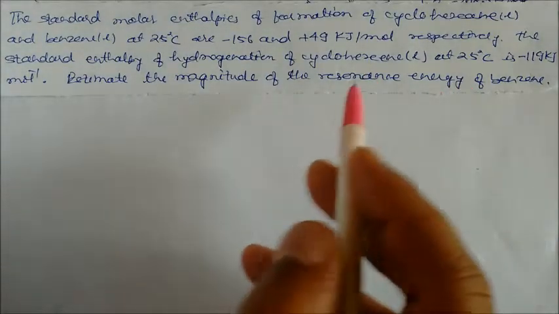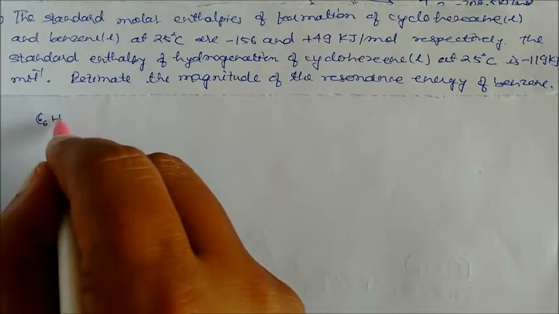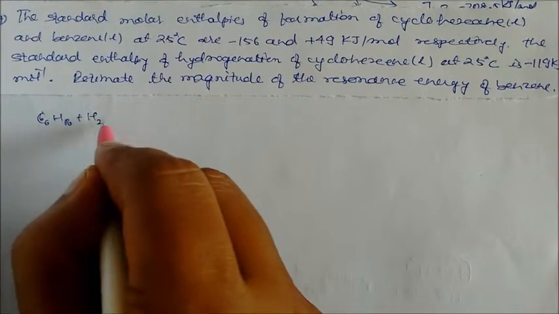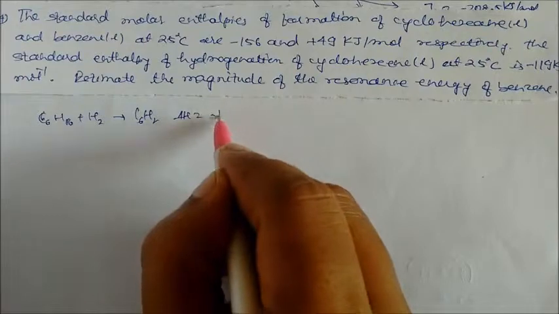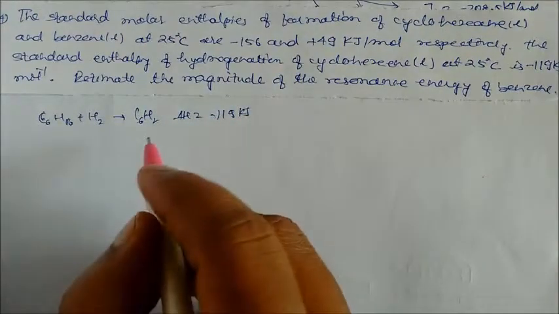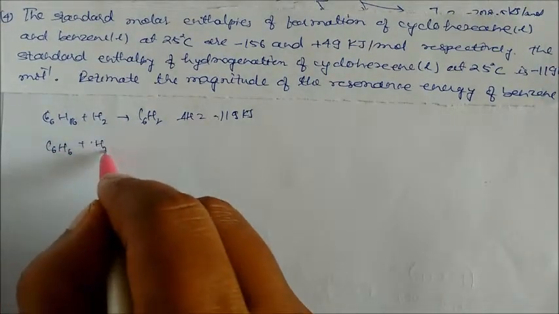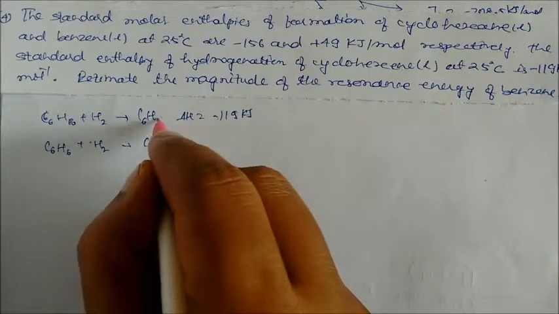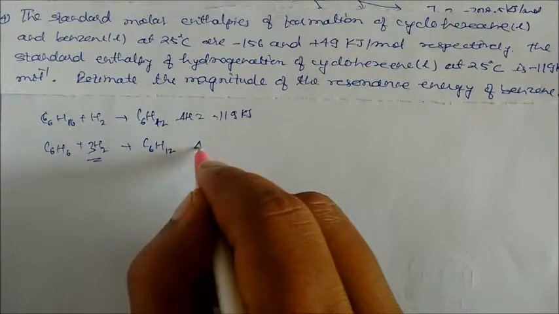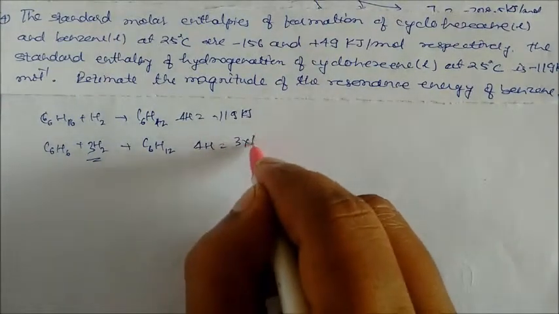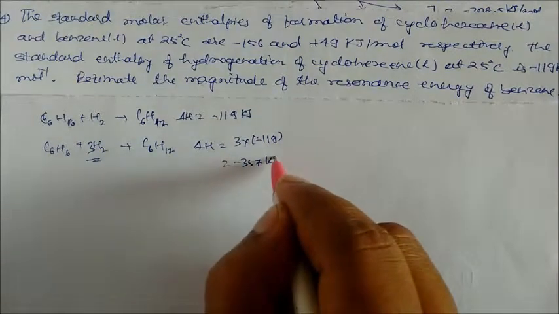For theoretical, we first find cyclohexene. It is given here, C6H10 on reacting with hydrogen will give you C6H12. For this, delta H is how much? Minus 109 kilojoule, already given here. Now for benzene C6H6, if you give hydrogen, it will also convert into C6H12. So here we require 3 moles of hydrogen, so delta H will be 3 into minus 119, so it will be minus 357 kilojoule per mole.